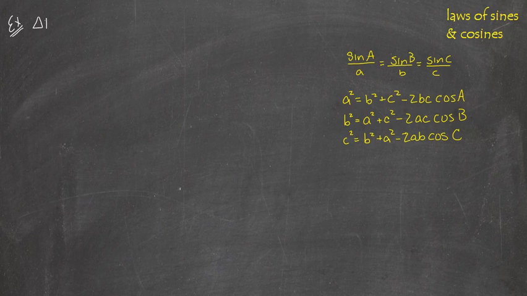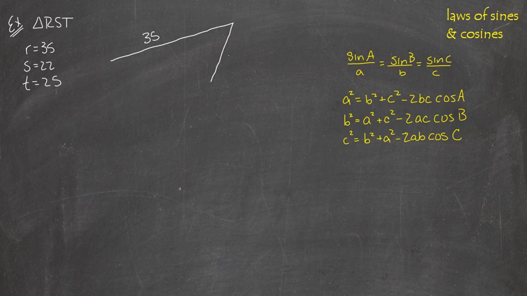All right, so let's solve a couple triangles using our laws. Suppose I have a triangle RST, and I'm given that R equals 35, S equals 22, and T equals 25. So I'm going to sketch it out real quick. I'm going to sketch it pretty big so I can work with it. 35 is my greatest value, so I know that's the hypotenuse. And then let's say S is 22, and then T is 25. So clearly not a right triangle. But between the law of sines and cosines, I should be able to solve the entire triangle.